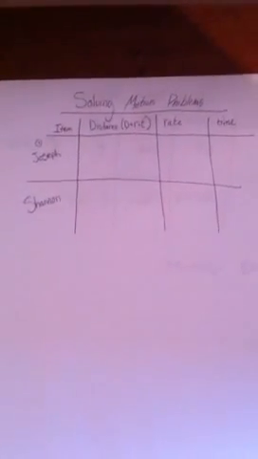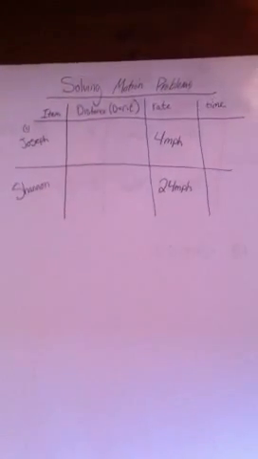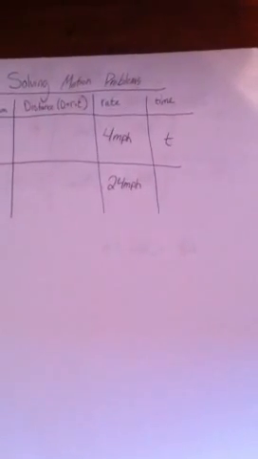So the first thing we need to do is fill in what we know. We know that Joseph is moving at a rate of 4 miles per hour. We also know that Shannon is moving at a rate of 24 miles per hour. Let's let t represent the time of Joseph. And then the next thing we need to do is find the time for Shannon.